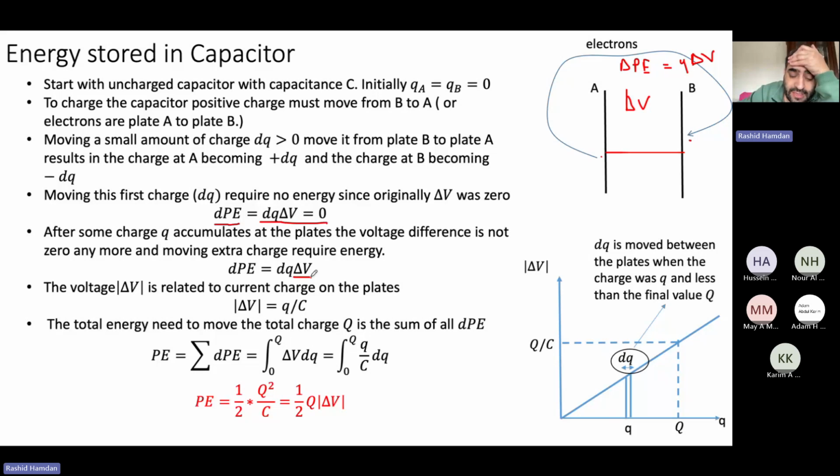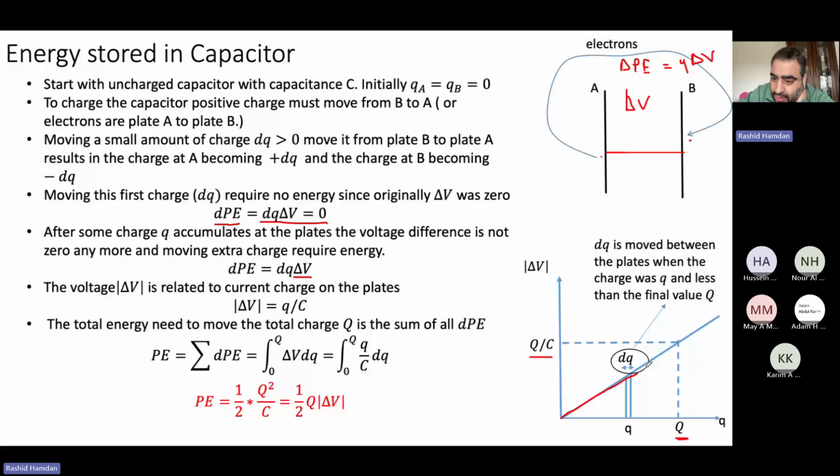Afterwards, each amount of charge I move has a certain voltage on it. I move Q and see what the voltage is at that moment, then I move another dq and see the voltage at that moment. Then I keep moving until I reach capital Q. When I reach capital Q, delta V reaches Q over C.